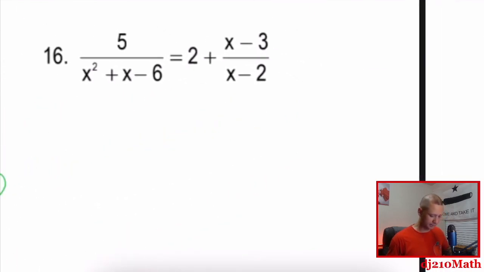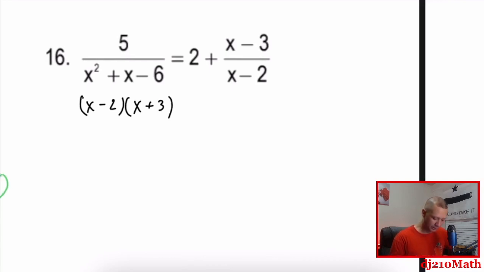All right, 16. I'm factoring the left side just out of habit. So this is going to be 2 and 3. So x minus 2, x plus 3. Right, negative 6, add up to 1. Okay. So that's the left-hand side of the equal sign. Right-hand side of the equal sign.